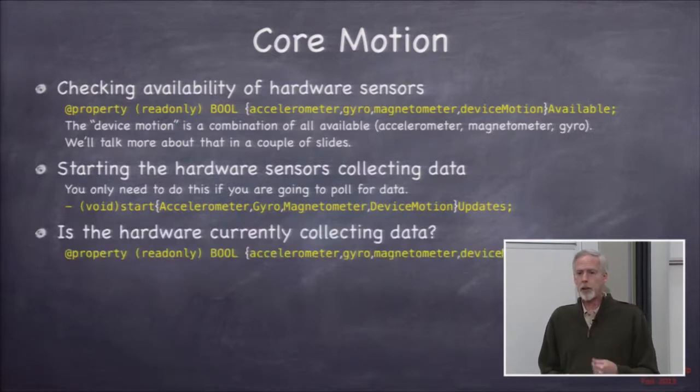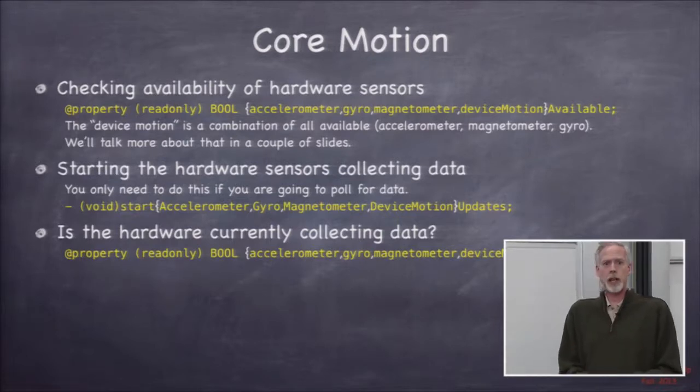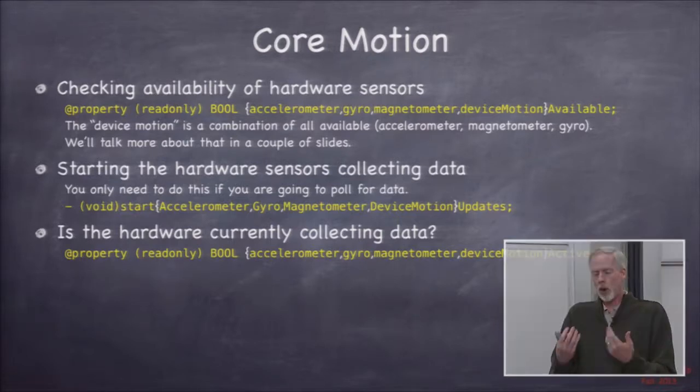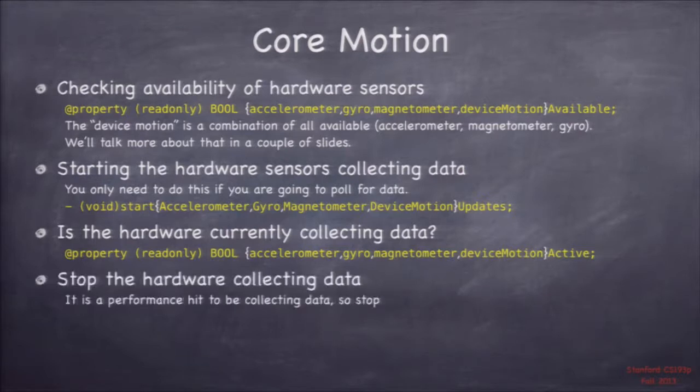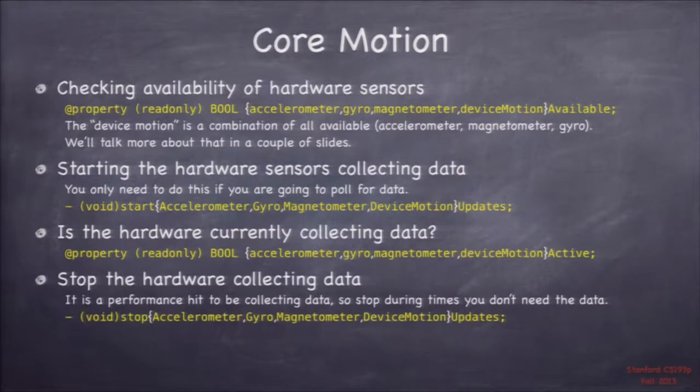You can also find out, is the hardware currently collecting data? In other words, is the accelerometer on and collecting data? Is the gyro on and collecting data? And very importantly, you can stop it. Why is that important? These things aren't free when it comes to battery. Measuring the acceleration, measuring the gyro position, all that takes power. So you want to turn it off when you're not using it, just exactly like the CLLocationManager.